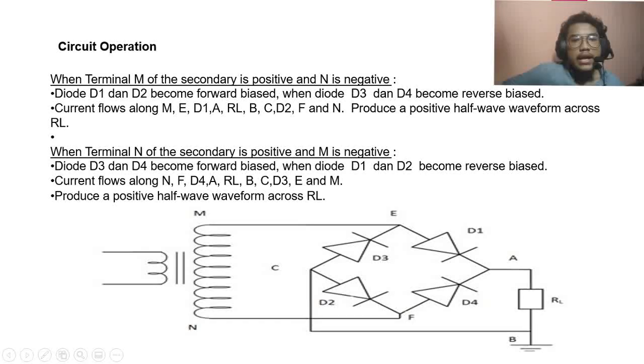When terminal N of the secondary is positive and M is negative, diodes D3 and D4 become forward biased, while diodes D1 and D2 become reverse biased. A current flows along N to F to D4 to A to RL to B to C to diode D3 to E and to M. This produces a positive half wave waveform across RL.